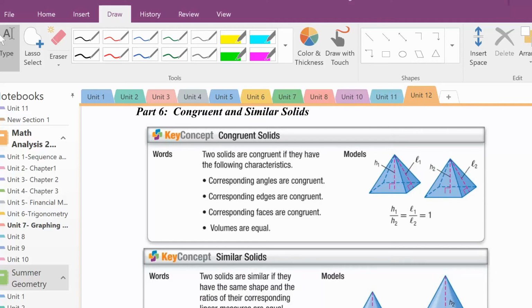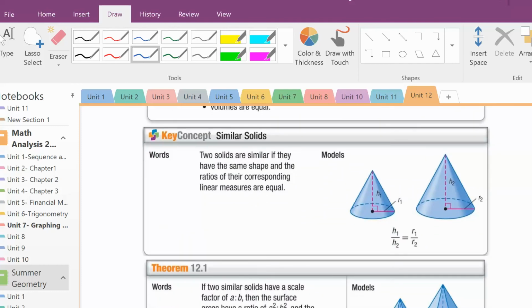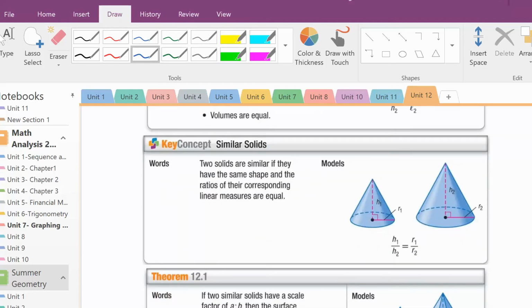Congruent solids are two solids that have the following characteristics. Their corresponding angles are congruent, the edges are congruent, the faces are congruent, and the volumes are equal. So basically, two solids are similar if they have the same shape and the corresponding ratios of their linear measures are equal. So they're congruent if everything is the same, but they're similar if everything has a corresponding ratio.